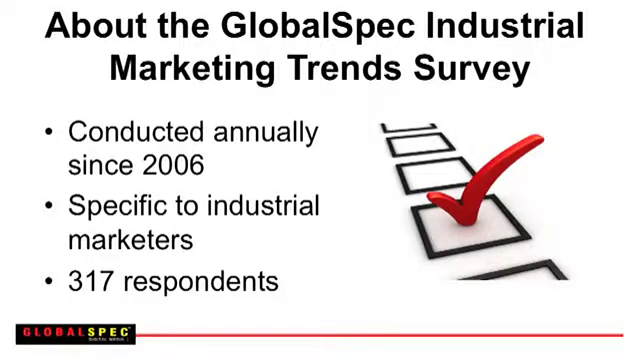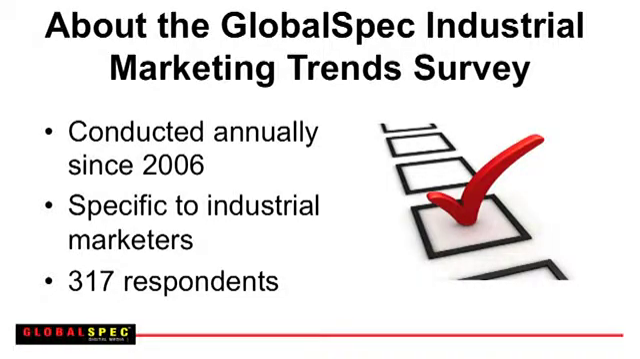Just to give you a little background on the survey, we've been conducting this particular survey online annually since 2006, so we're actually in our 7th year of the survey. And what makes the survey unique is that respondents are industrial marketers. They're our audience that's here today listening. There are many surveys out there that gauge the pulse of the larger B2B marketing space, but we narrow our focus specifically on the industrial marketers. We had 317 respondents to this year's survey, so let's now dive into some of the results.